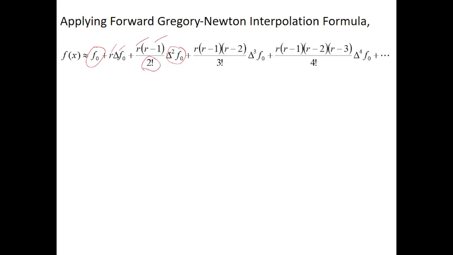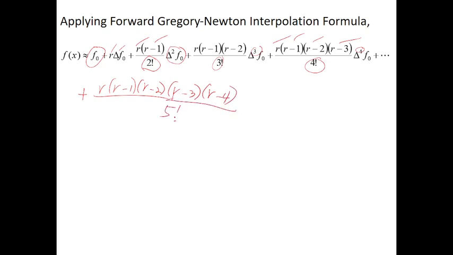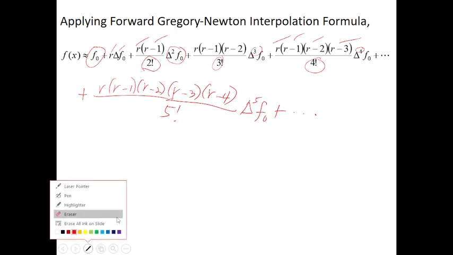To determine the next term, we introduce r minus 2. Then from delta squared f sub 0, it becomes delta cube f sub 0. From 2 factorial, it becomes 3 factorial. The next term will introduce r minus 3, so we have r minus 1, r minus 2, r minus 3, then 3 factorial becomes 4 factorial, and delta cube becomes delta to the 4th. That's the pattern. If we continue, that is r minus 1, r minus 2, r minus 3, r minus 4 over 5 factorial, then delta to the 5th f sub 0 and so forth.